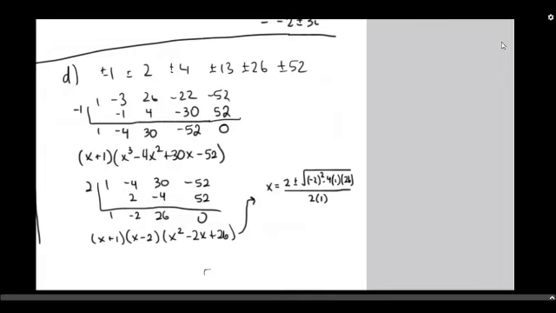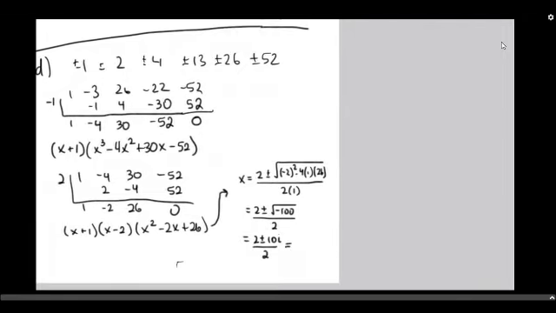So there's our quadratic formula. Inside the square root, we're going to have 4 minus 4 times 26. That's 104. So 4 minus 104 is negative 100. The square root of negative 100 is 10i. So this is 2 plus or minus 10i all over 2, which is 1 plus or minus 5i.